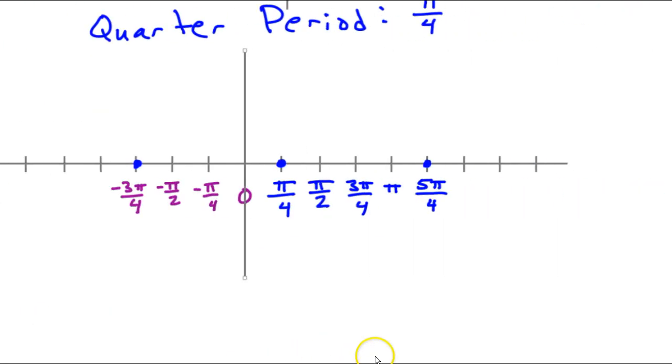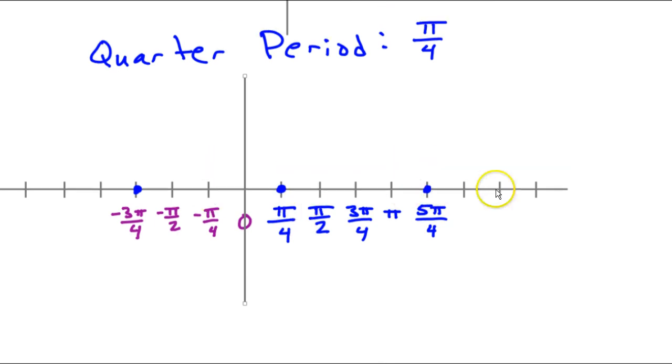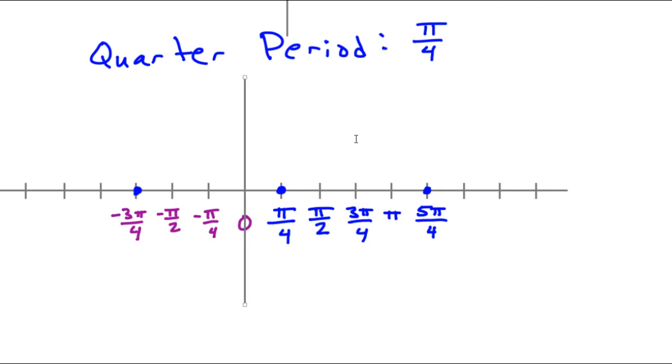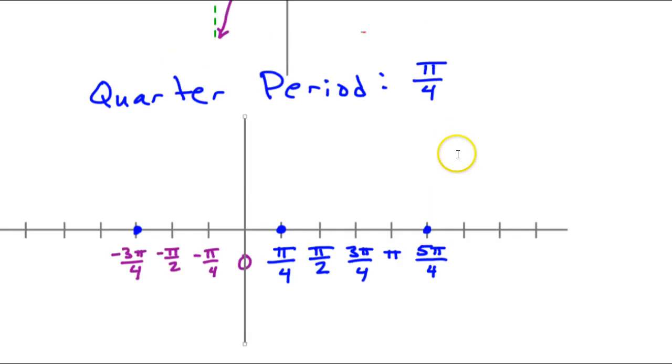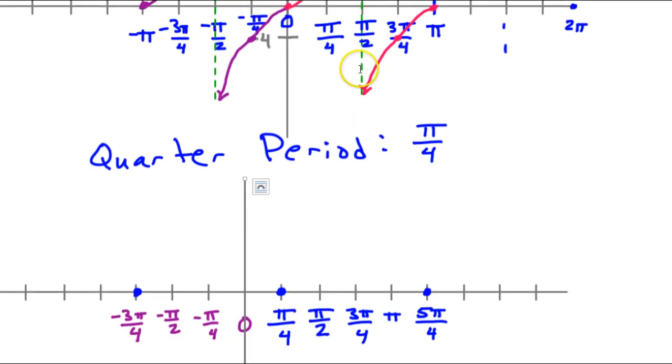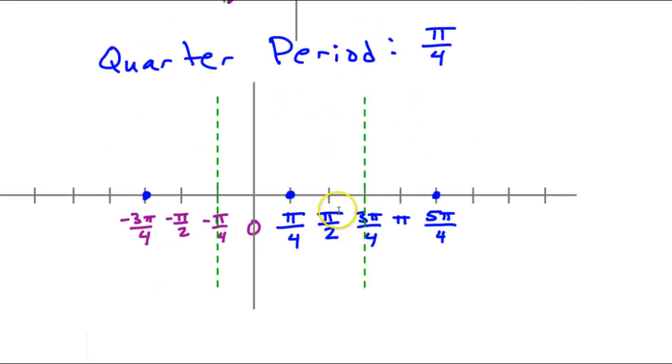Okay, in the middle of each period, there's going to be a vertical asymptote. So I'm going to put a dotted line right here between the beginning and end of the period. All right, so there's my vertical asymptote right in the middle of the period. And then I did the same thing on the left.